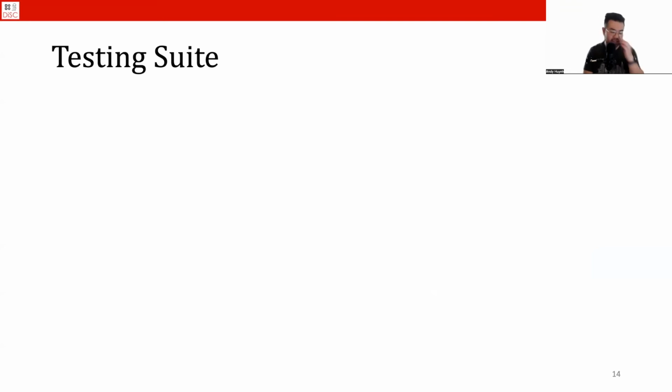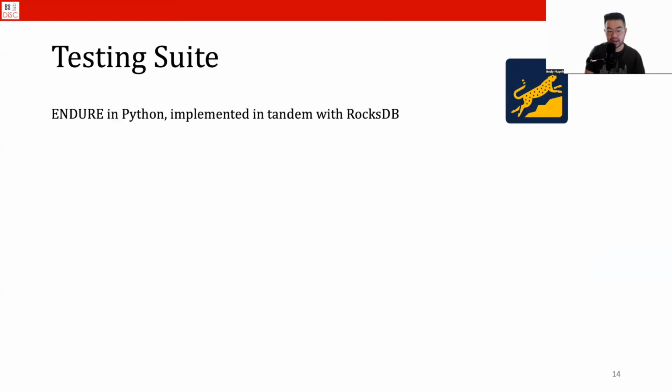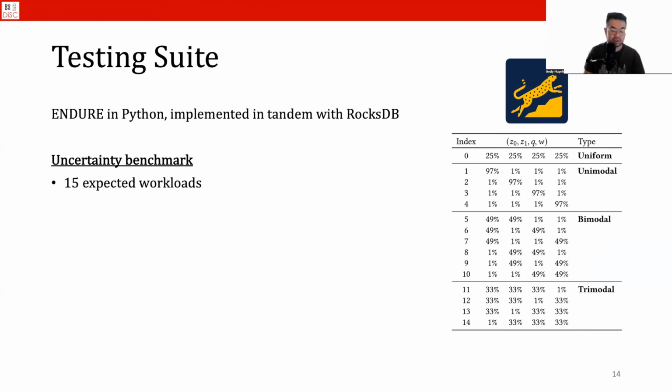So let's see this in action. In order to actually test, we implemented Endure in Python, and we implemented it in tandem with RocksDB, so it would work together. And in order to test, we actually need some workloads, right? So we define a benchmark suite composed of 15 different expected workloads broken into different types.